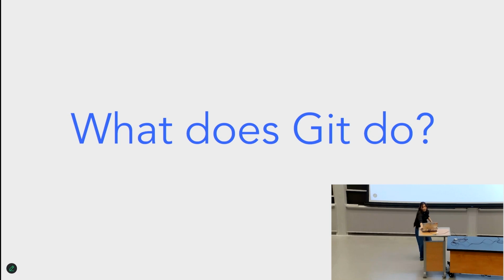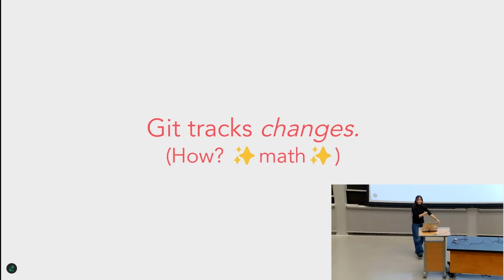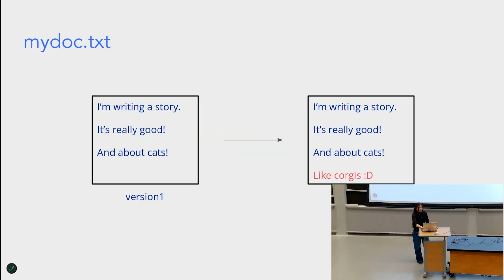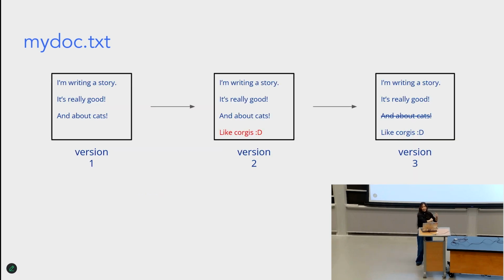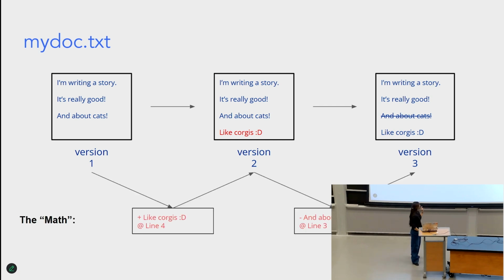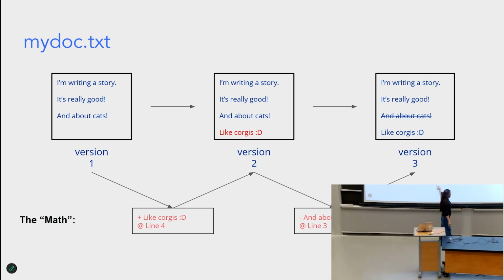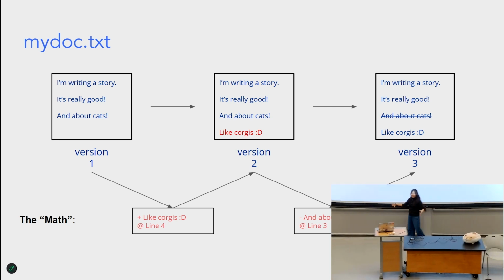At a core level, it basically just tracks changes in files using some fancy math. So if I'm editing a file, I type in "corgis" at the bottom of this doc, and I delete the line about cats, then the core functionality of Git is just keeping track of these changes that I made. So this information that I added this and deleted that is what Git stores.